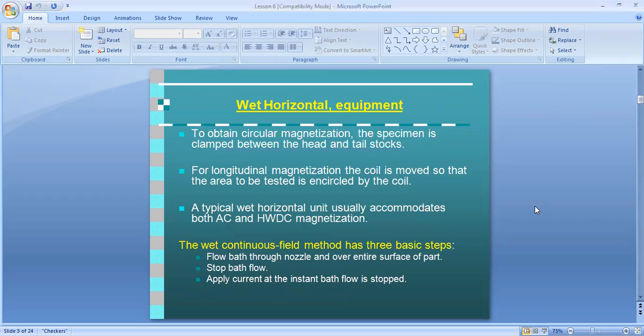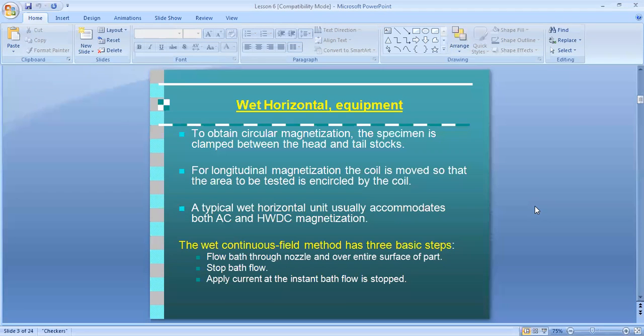Now the wet horizontal equipment: for circular magnetization, the specimen is clamped between the head and tail stock. For longitudinal magnetization, the coil is moved so that the area to be tested is encircled by the coil. Typically, a wet horizontal unit accommodates both AC and HWDC magnetization. So whenever we are using this bench type machine, we get the facility of AC current and the facility of HWDC current also.